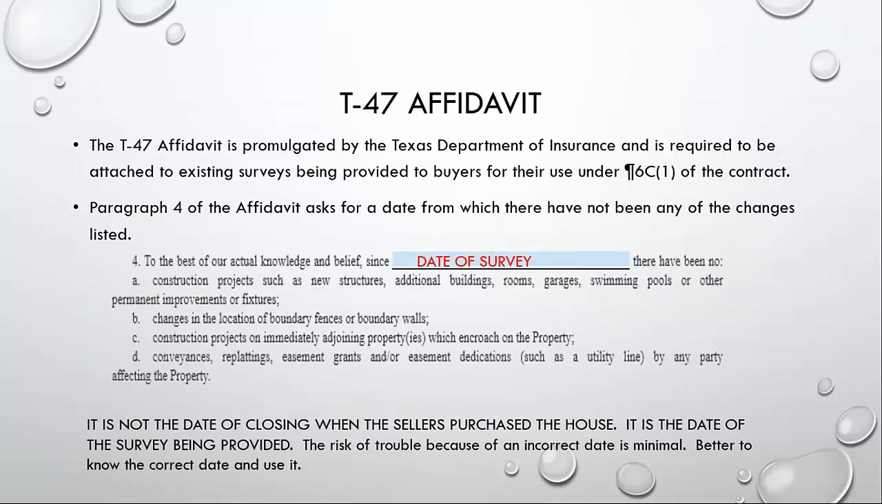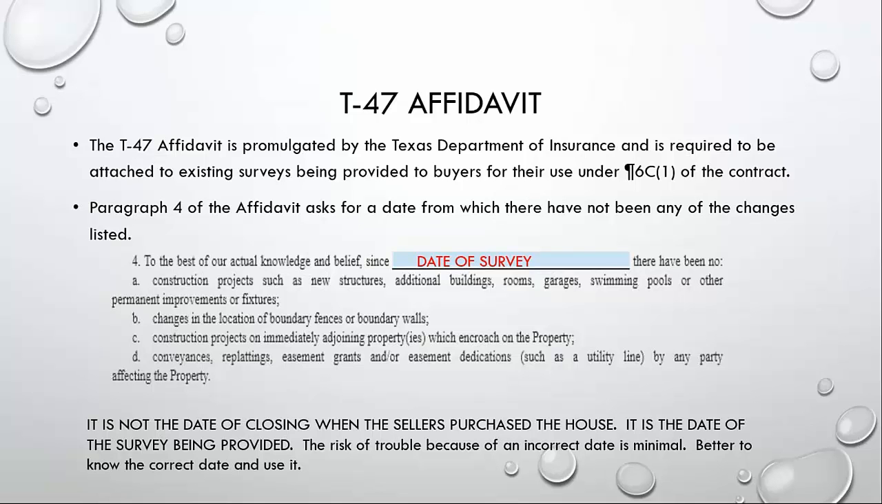T47 affidavit. T47 affidavit is the form that is required in paragraph 6.1 of the contract having to do with the seller's existing survey. The T47 affidavit is promulgated by the Texas Department of Insurance, and it must accompany existing surveys to be provided to buyers for their use under the contract.